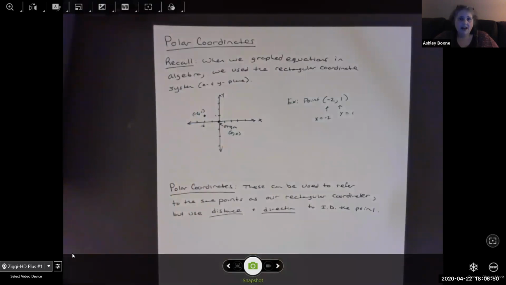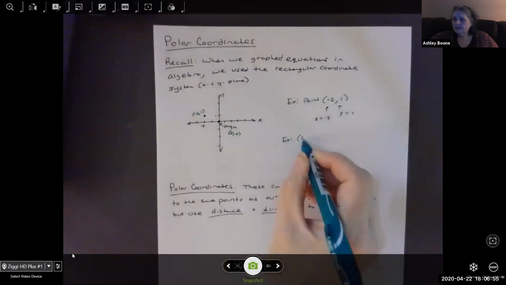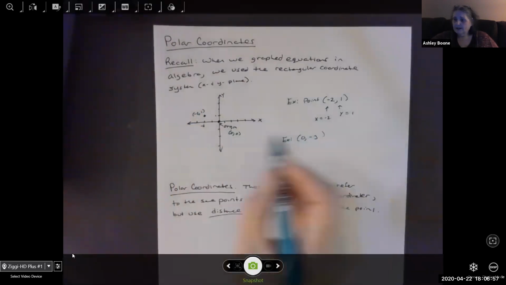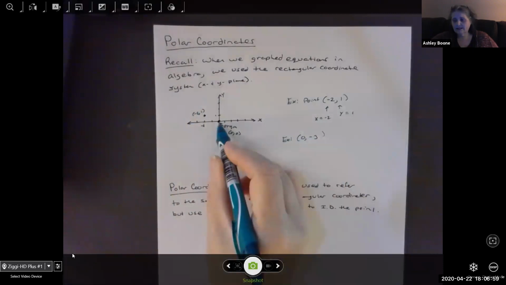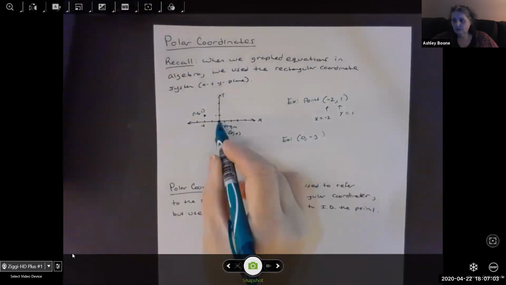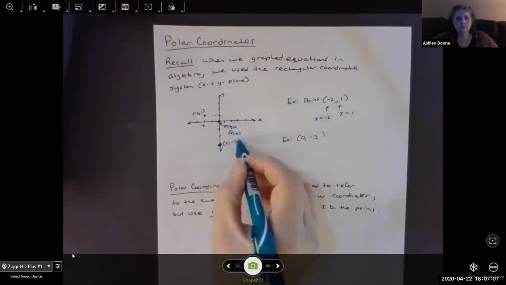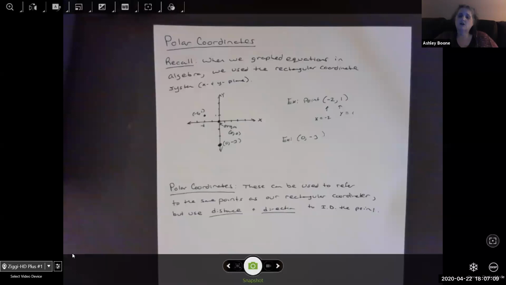It's what we're used to. We could be on an axis itself. If we wanted to graph the point 0, -3, x is 0, so we're still at center. X deals with left and right. Y deals with up and down. 0, -1, -2, -3 would be a point on the y-axis. So lots of different ways that we can graph.